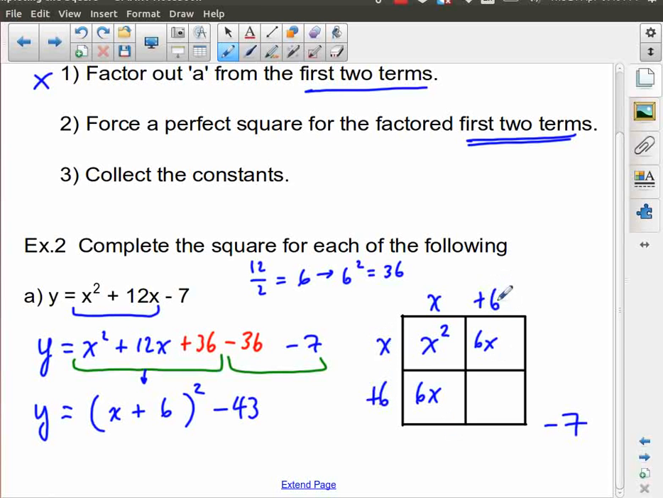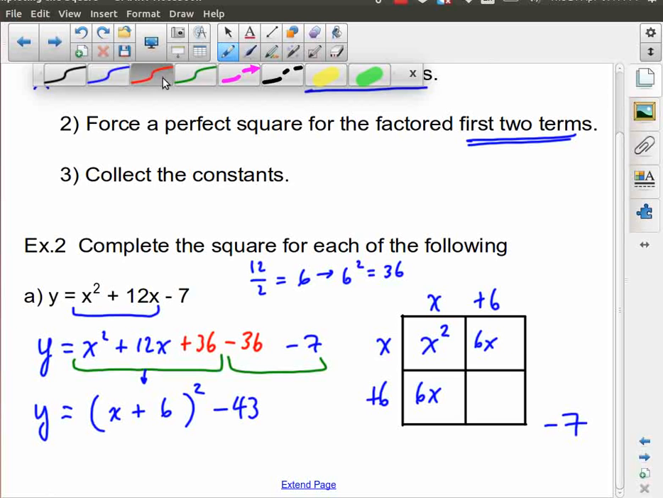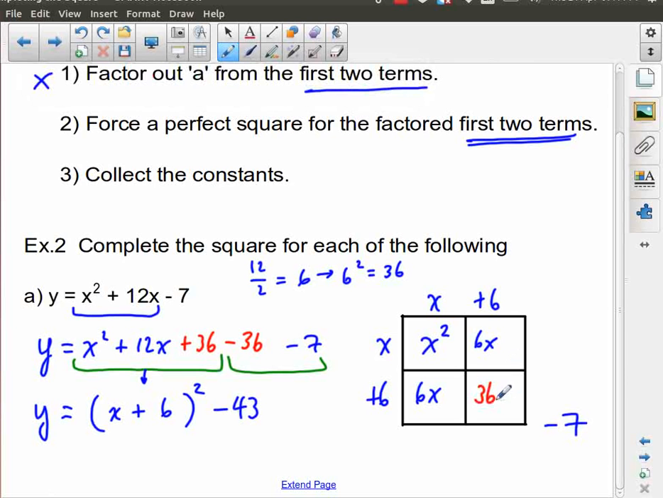But because I've got a 6 and a 6 here, now remember, what I've drawn in here is all I have. So if I now bring in a 36 here, I have to also subtract 36 because these two that I've marked in red have to total 0. So if we take a look, you can see I've got my x plus 6 times x plus 6, that's x plus 6 all squared, minus 43, which is the sum of those two.